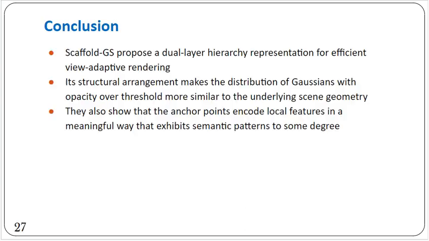And now let's get to the conclusion. Scaffold Gaussian splatting proposes a dual-layer hierarchy representation for efficient view adaptive rendering. Its structural arrangement makes the distribution of Gaussians with opacity over threshold more similar to the underlying scene geometry. They also show that the anchor points encode local features in a meaningful way that exhibits semantic patterns to some degree.